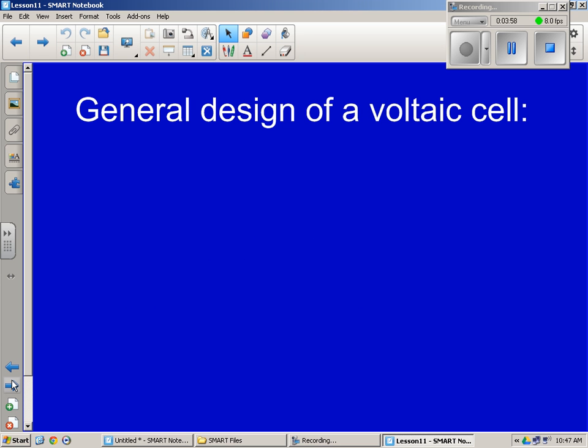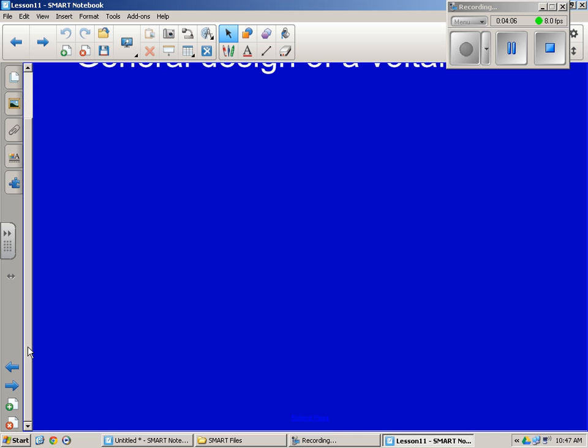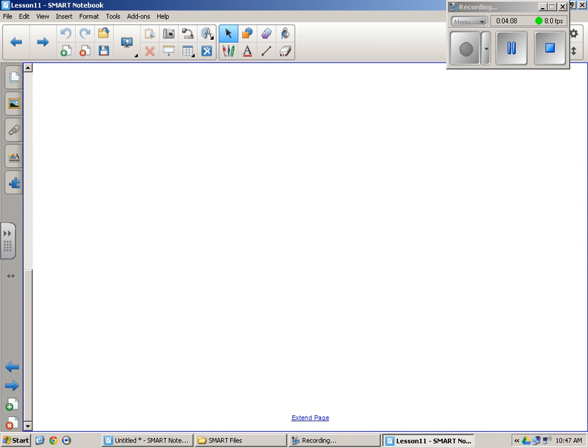All right? So what does the general design of a voltaic cell look like? Well, you guys have some space there. Let's do a little diagram. Let's go with blue. Okay. You guys got some room there, yeah? All right, here we go.